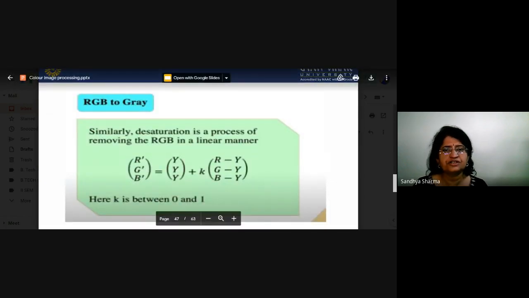Similarly, desaturation is a process of removing the RGB in a linear manner. You can see here that k lies between 0 and 1. We have to generate R dash, G dash and B dash. So this is the formula for generating them. You have to give the luminance, and according to that you can calculate the values of these.